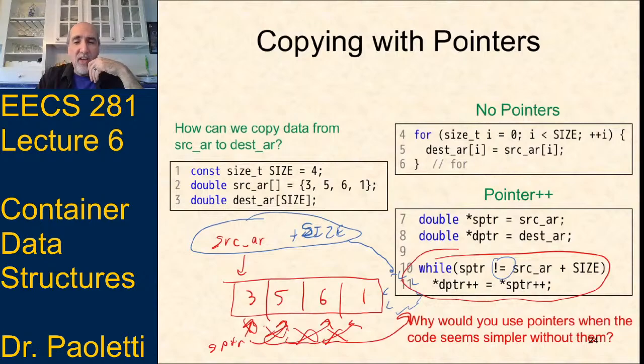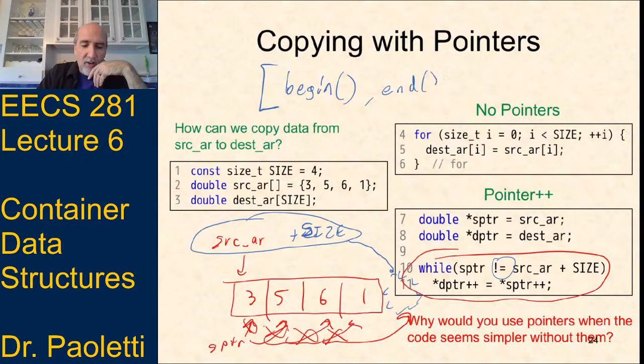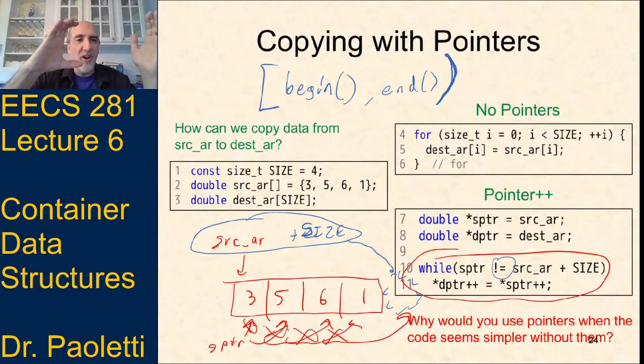Now you're going to hear me say this and say it in the air a lot because, well, I'm Italian, so I draw things in the air. When we talk about containers in C++ and iterators, the begin iterator is inclusive, the end iterator is exclusive. So I'm going to draw it this way: square brackets beginning, exclusive ending.